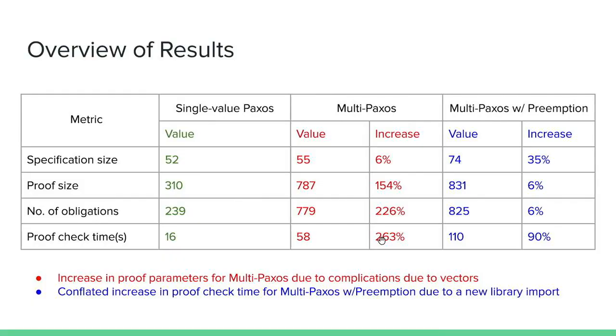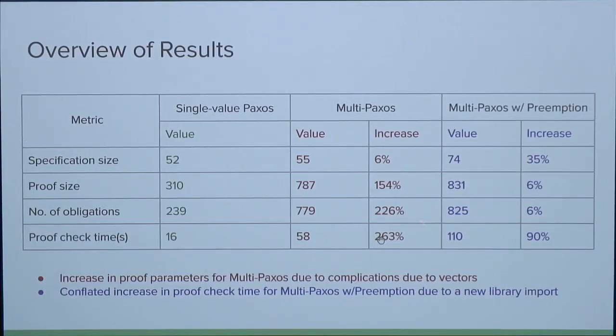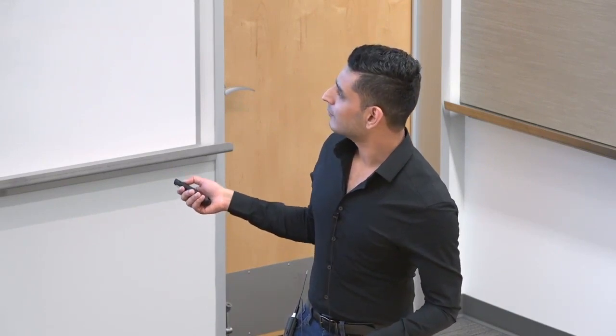So in terms of some numbers, for basic Paxos, the spec size is not drastically different. Proof size is, however, very different. It's a 150% increase. The number of obligations is also almost doubled, and proof check time also increases a lot. All of this is mainly because you have these blown up data structures, and also because I'm using a max operator. So I have to write a few lemmas so that the provers can understand what max means, because TLA doesn't have a max built in. So I have to write my own. We won't actually go into this.